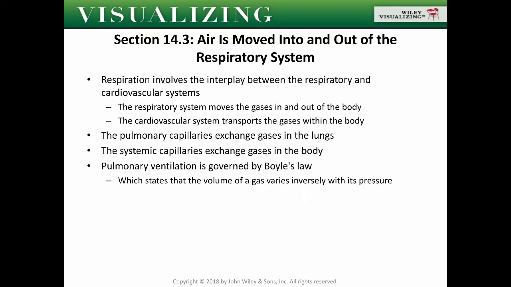The respiratory system moves the gases in and out of the body, while the cardiovascular system is the one that transports the gases within the body. The pulmonary capillaries exchange gases in the lungs, while the systemic capillaries exchange gases in the body. We have two types of circulation in the body, and we will talk about that next week.